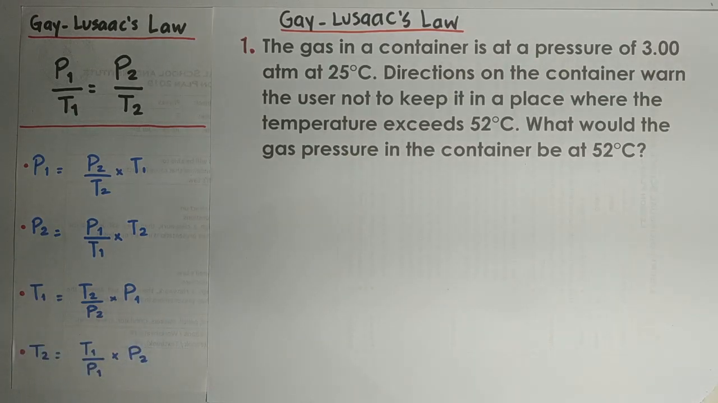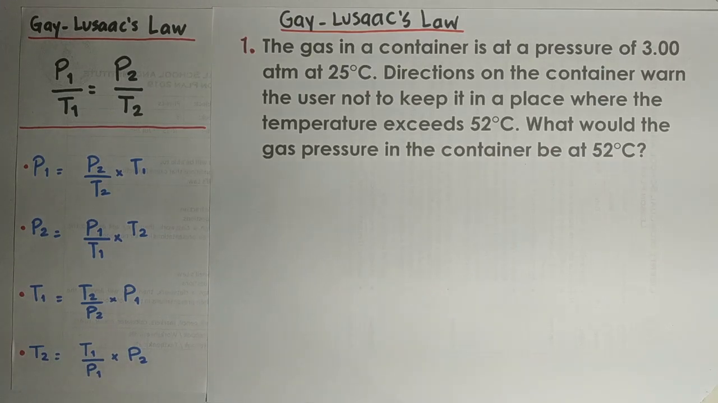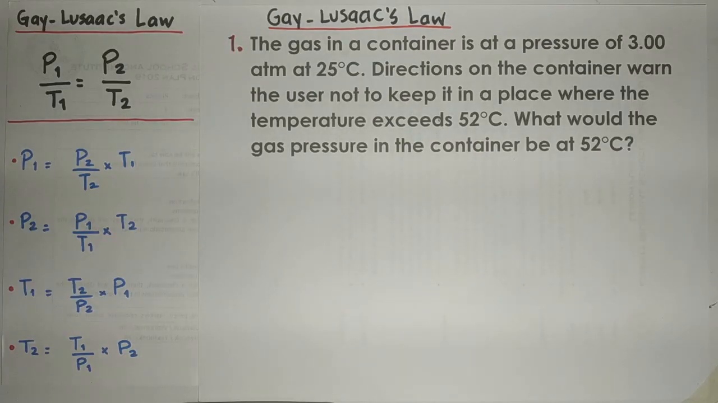Let's do the first example. Okay guys, let's see. The gas in a container is at a pressure of 3 atm at 25 Celsius. In this type of problems, all temperatures should be expressed in Kelvin. Directions on the container warn the user not to keep it in place where the temperature exceeds 52 Celsius degrees. What would the gas pressure in the container be at 52 Celsius degrees?